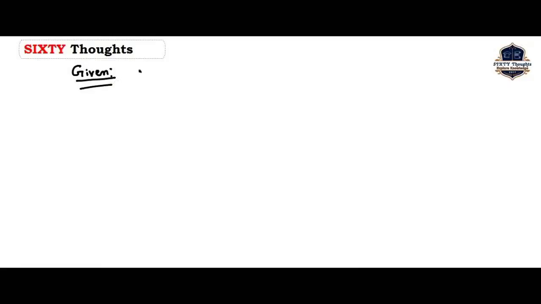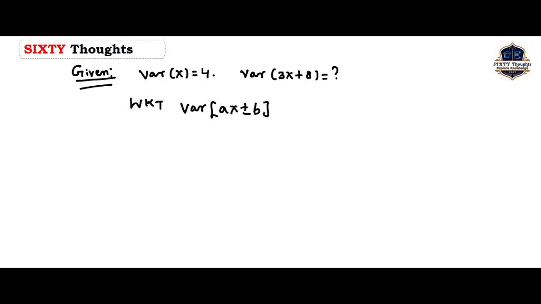The given problem is variance of capital X equals 4. So what is our target? We need to find variance of 3X plus 8. We know one important result: variance of aX plus b is written as a square into variance of capital X. So using this result, I am going to find variance of 3X plus 8.